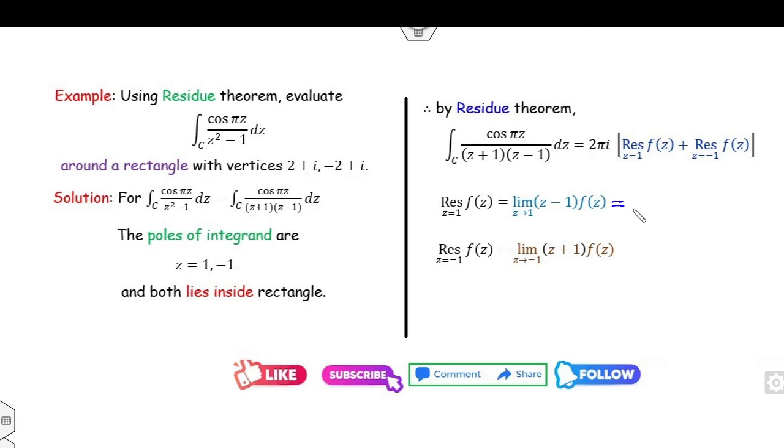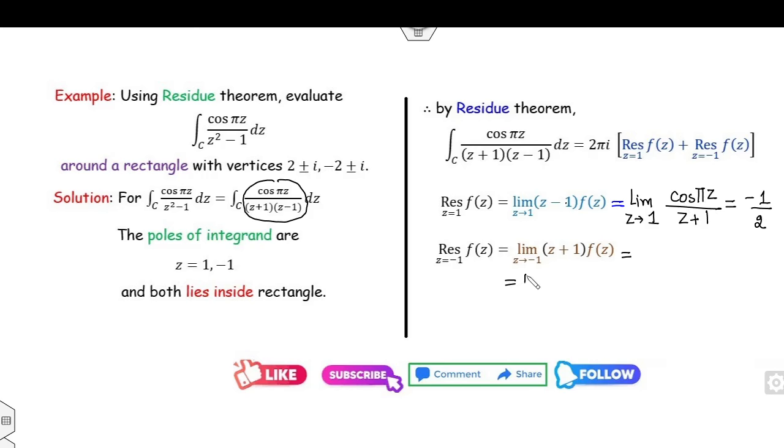I can substitute the value, limit z approaches 1. If you substitute the value of f(z), z minus 1 will be cancelled out. It is cos of pi z divided by z plus 1. Now when you substitute 1, cos of pi is minus 1, divided by 2.